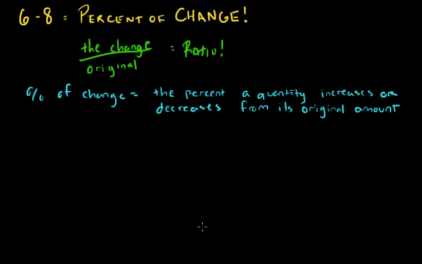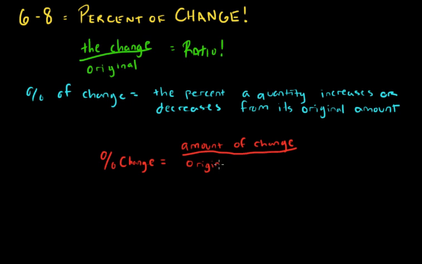Right? So we can write this as a quasi formula, and I call it a quasi formula because it's more common sense than anything else. If you want to find the percent of change, I'll just write percent change, it is equal to the amount of change divided by the original amount. That's the ratio we said, the change divided by the original.